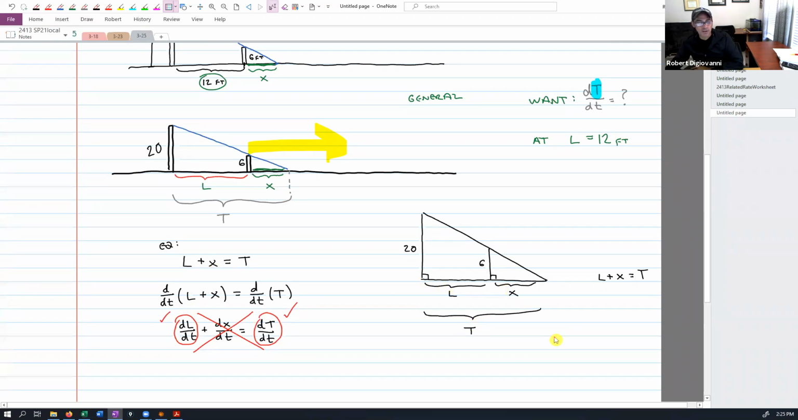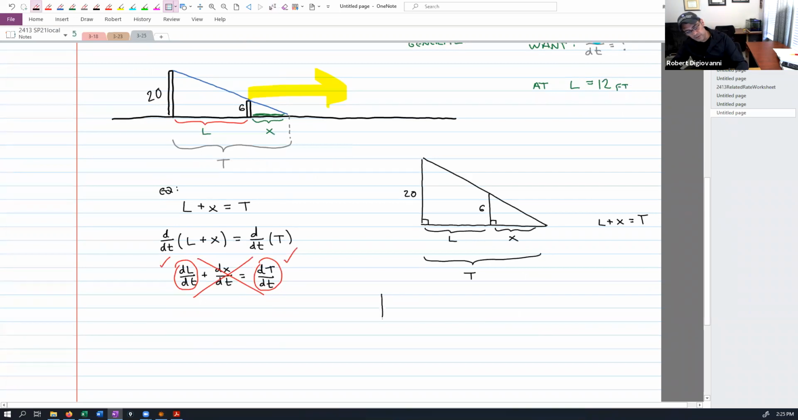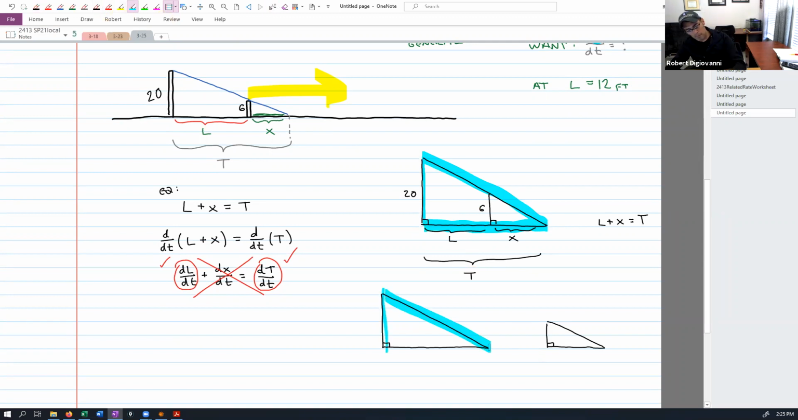All right, now what we're going to do is split this into two triangles. We're going to have a big triangle and a small triangle. The big triangle is this one, and the small triangle is that one. And so we can label these sides 20, T, and I'll call this H.